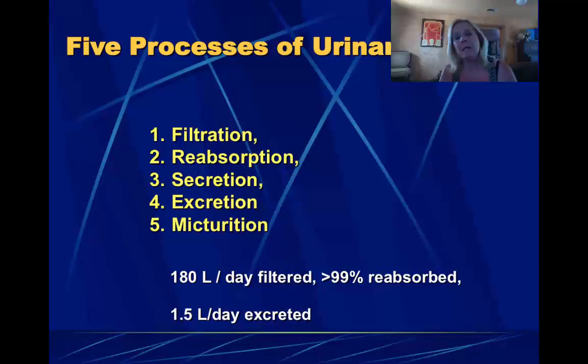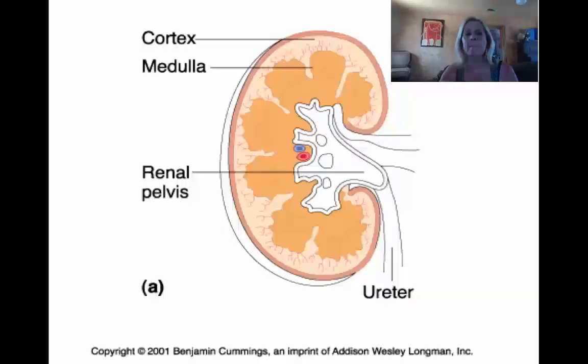Now, 99% of everything that you filter goes back into the bloodstream, and that's something that we call reabsorption. So if it's filtered out of the blood and then put back into the blood, reabsorption is occurring. And so that means that about 1.5 to 1.8 liters a day are excreted. So a person makes about a 2-liter bottle of urine per day.